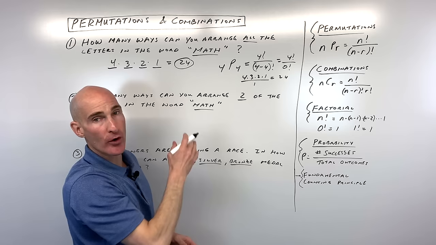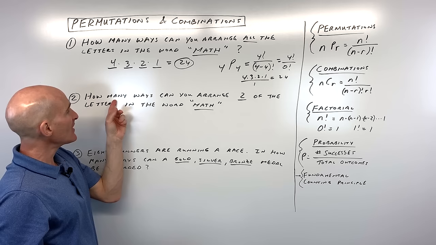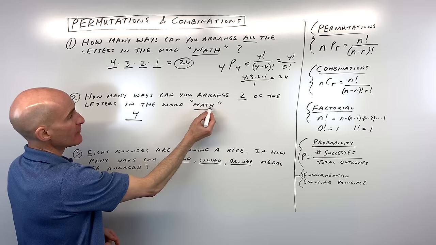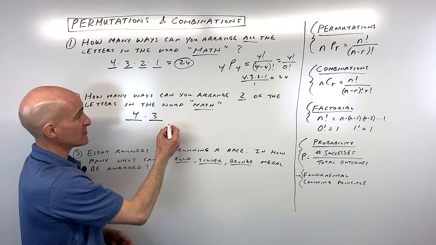For number 2, it's very similar to number 1. It says, how many ways can you arrange just two of the letters in the word math? Okay, what do you think for this one? A couple different ways to do this as well. You could use the fundamental counting principle. You could say there's four choices for the first letter. Once you pick that letter, how many choices are there for the second letter? There's only three, so 4 times 3 is 12.